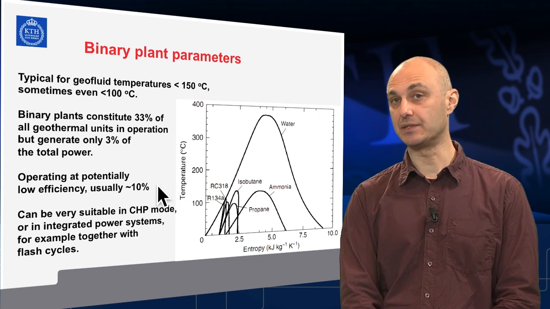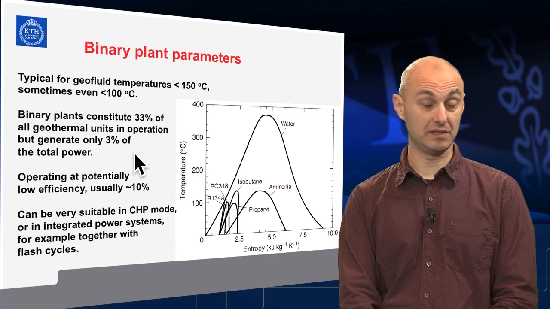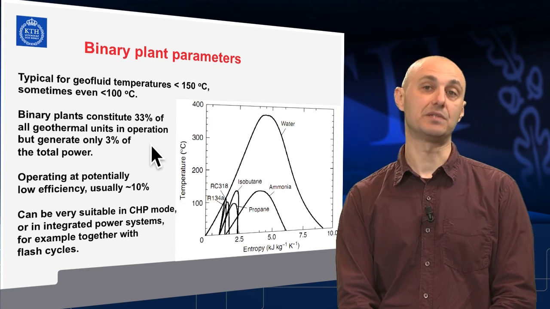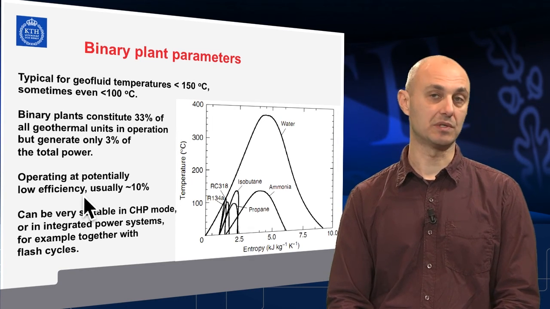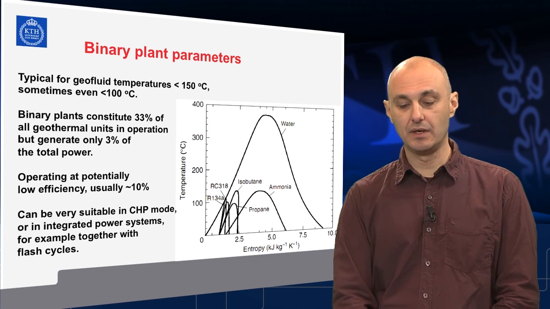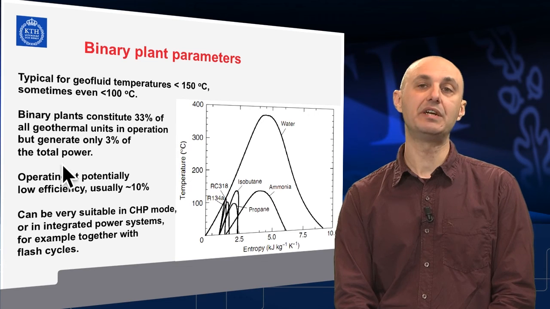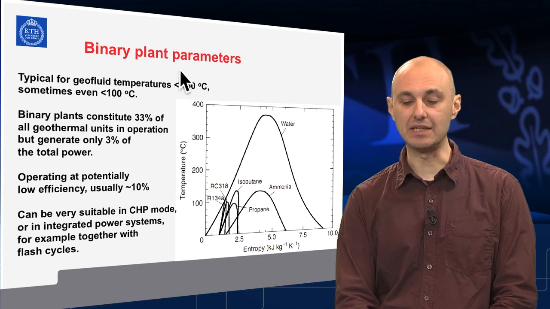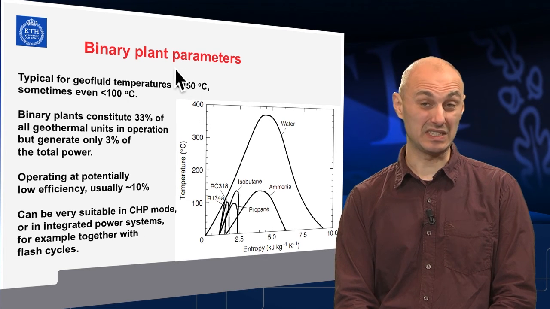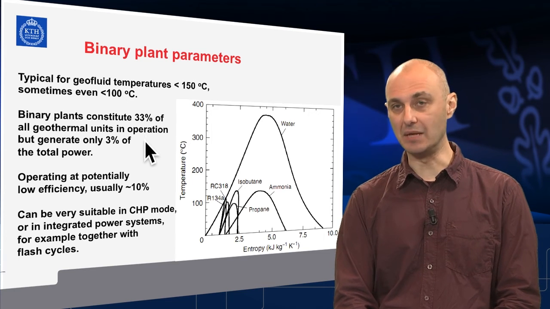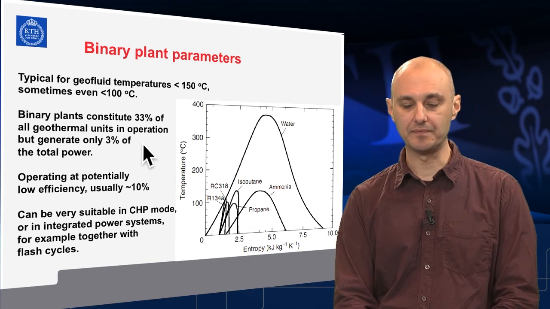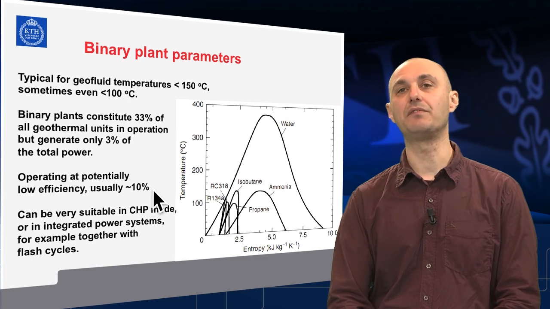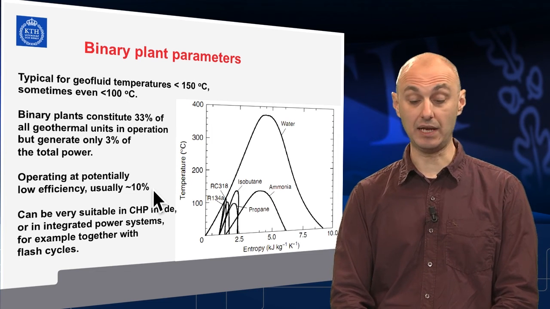There are many binary plants, operating almost a third of the installed capacity in the world, but they actually generate a very small percentage of the total power output from all geothermal power plants in the world. Theoretically, they have no chance to be very efficient, because just the Carnot potential of using a geothermal heat with 150 degrees Celsius or even below that is very limited to 20-something%. So the actual output or efficiency of the binary plants very often lies around 10%, a very low value.